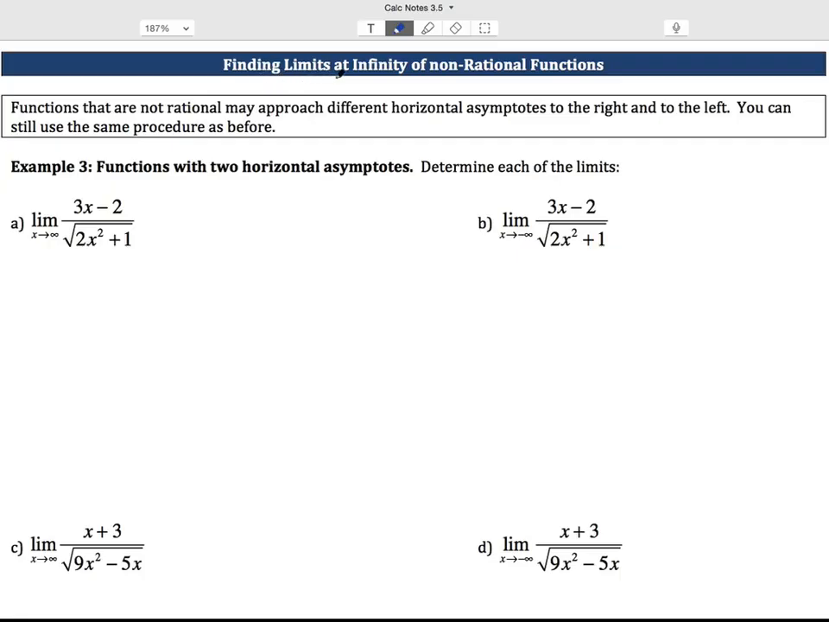So next we're going to look at finding limits at infinity of non-rational functions. Functions that are not rational may approach different horizontal asymptotes to the right and to the left. But we can still use the same procedure as before to find these limits. So here's a couple functions with two different horizontal asymptotes. And so we're going to look at the function 3x minus 2 over the square root of 2x squared plus 1, and we're going to find the two different asymptotes.